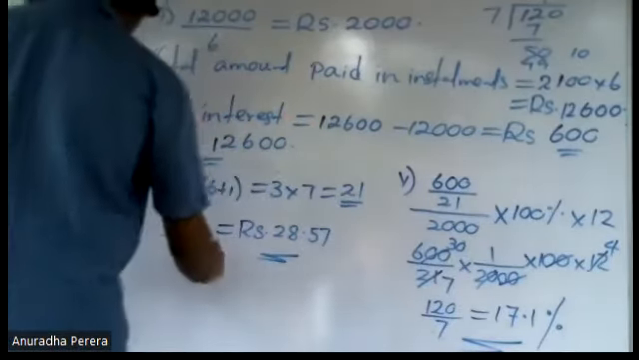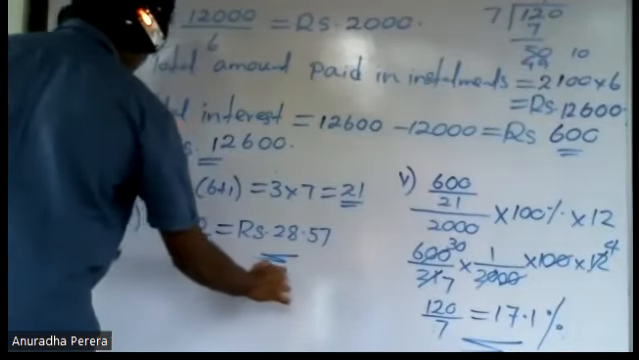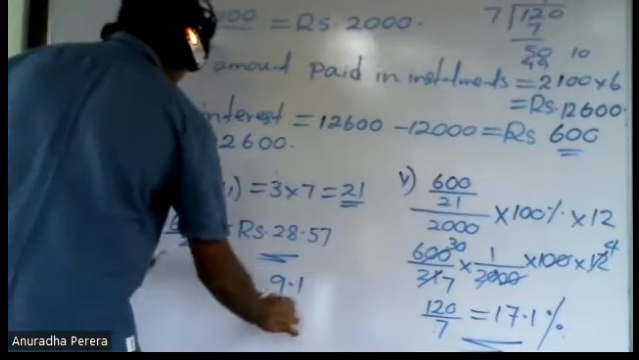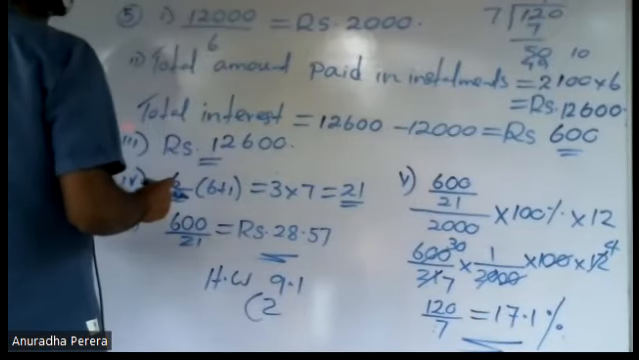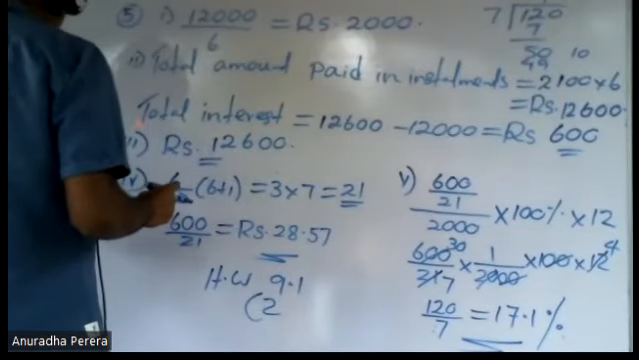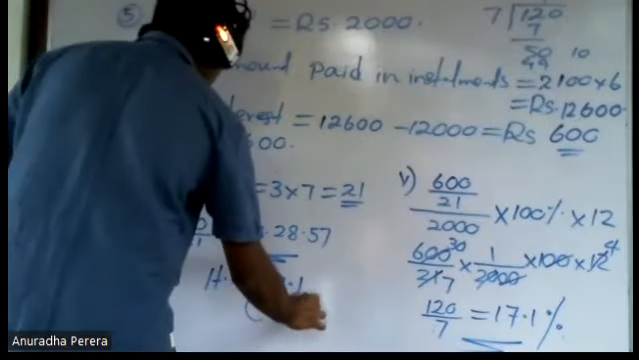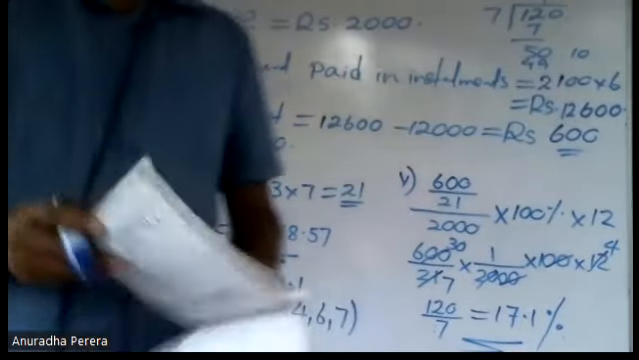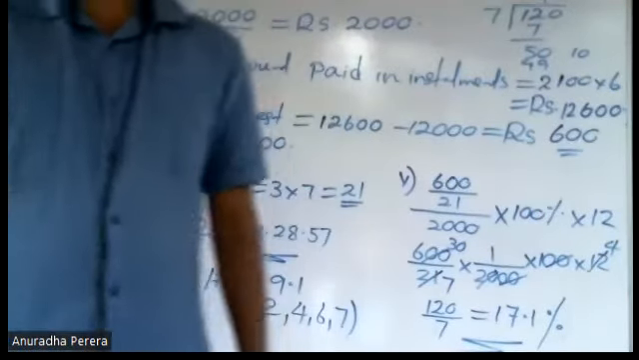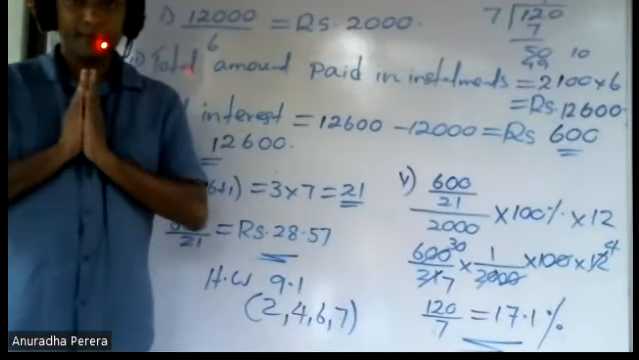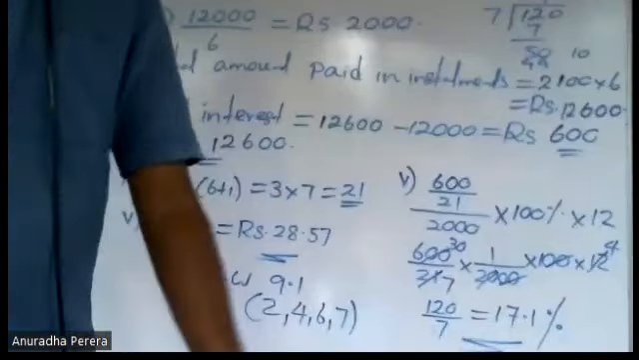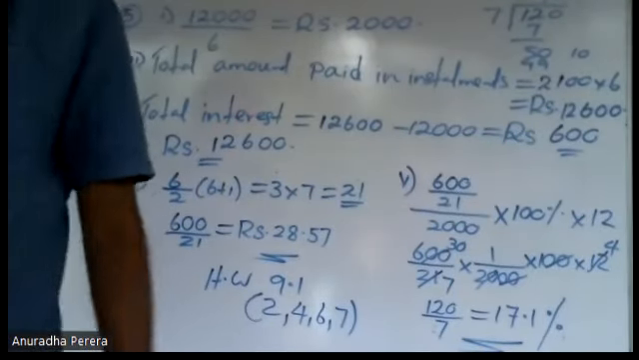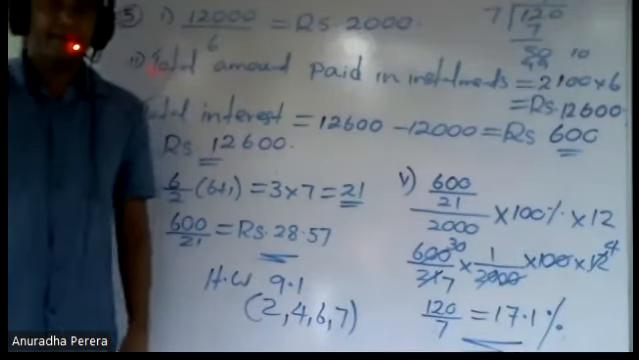9.1, 2, 4 6 7. 2 4 6 7. පුතල හැමෝටම මුල් සරණයි. පරිස්සමෙන්. Thank you, sir. Bye, Bhuvan sir.